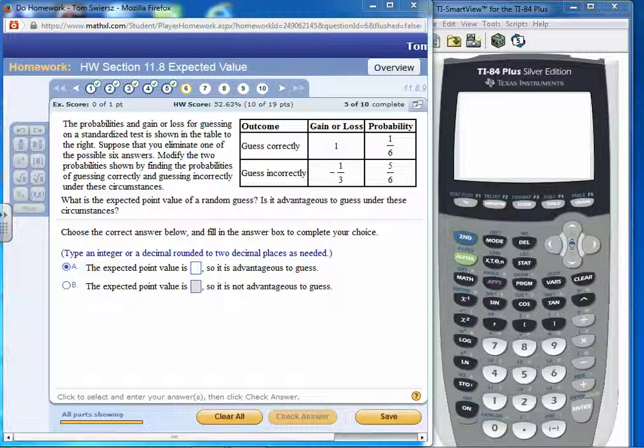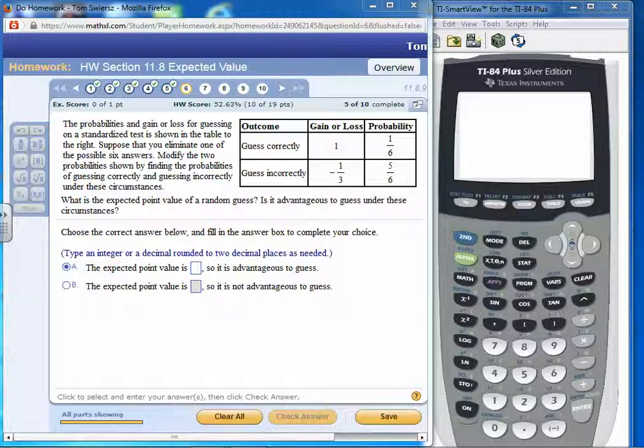The probabilities and gain or loss for guessing on a standardized test is shown in the table to the right. Suppose that you eliminate one of the possible 6 answers. Modify the 2 probabilities shown by finding the probabilities of guessing correctly and guessing incorrectly under these circumstances. What is the expected point value of a random guess? Is it advantageous to guess under these circumstances?